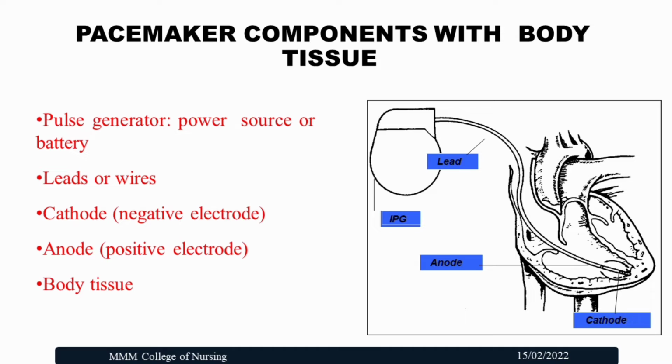Next one is leads and wires. It is an insulated wire that is connected to the pulse generator on one end, with the other end placed inside the heart chambers. The leads deliver the electrical impulses to the heart. The third one is the cathode, which is the negative electrode. The fourth one is the anode, which is the positive electrode. The final one is the body tissues. So there are four components which are connected to the body tissues.